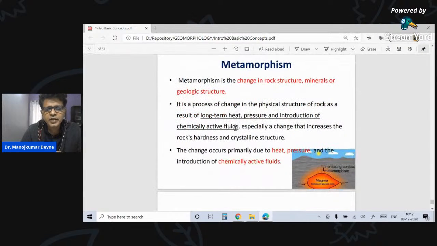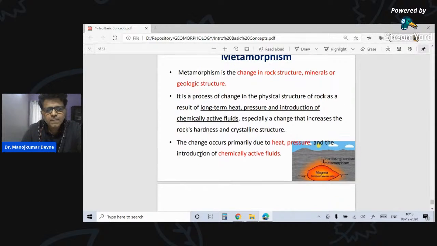Metamorphism is something related to pressure and temperature. We use more of this with reference to rocks, metamorphic rocks as such. It is a process which can change rocks physically through long-term heat, pressure, and introduction of chemically active fluid.